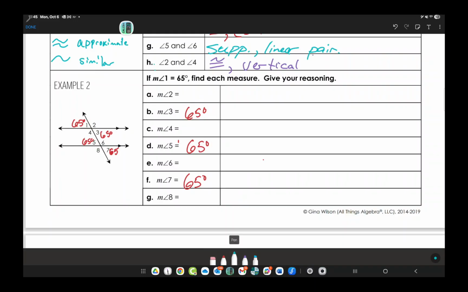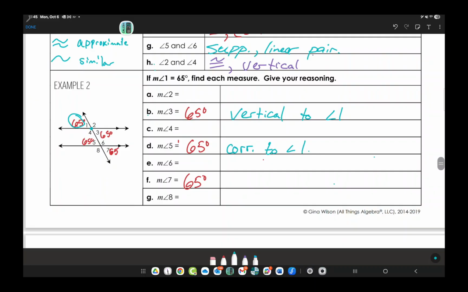Now, this is all going to be based on angle 1. Angle 3 is what to angle 1? Vertical. So angle 3 is vertical to angle 1. They share a vertex, and they are opposite sides, opposite rays. What is angle 5 to angle 1? Corresponding to angle 1.